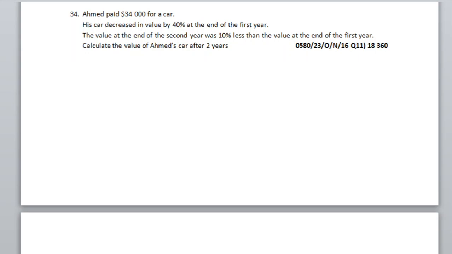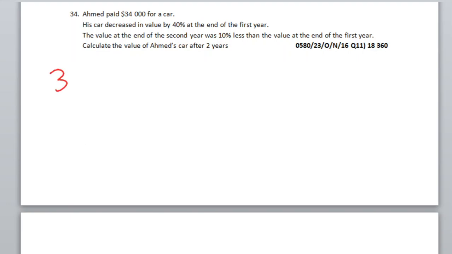Question number 34. Ahmed paid $34,000 for a car. His car decreased in value by 40% at the end of the first year. The value at the end of the second year was 10% less than the value at the end of the first year. Calculate the value of Ahmed's car after 2 years.